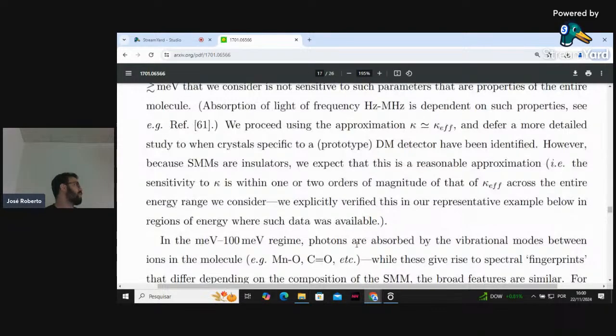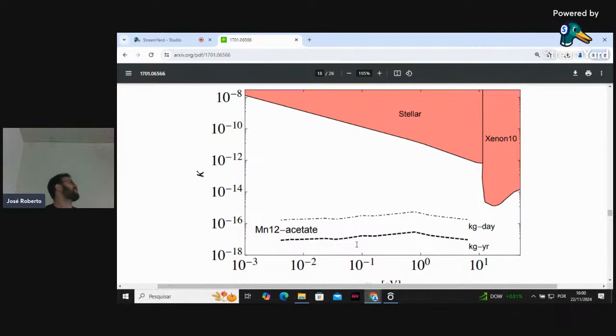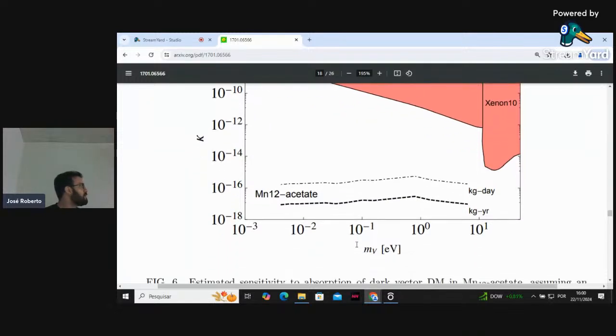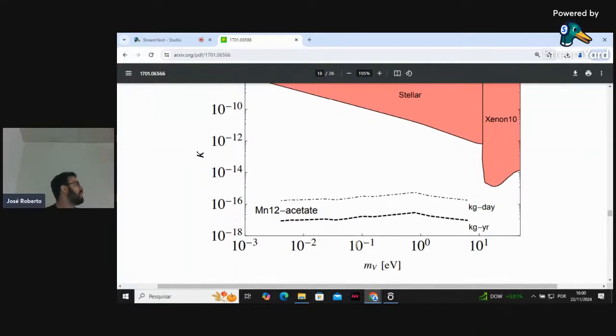And that's the important part, which is this specific graph here. This is the key point. We have xenon 10 here, and the stellar bounds go up to 10 to the minus 15 around here. And with SMMs, we can go even lower on the coupling between the dark photon and the standard model photon, which is the important one, what we want to do.